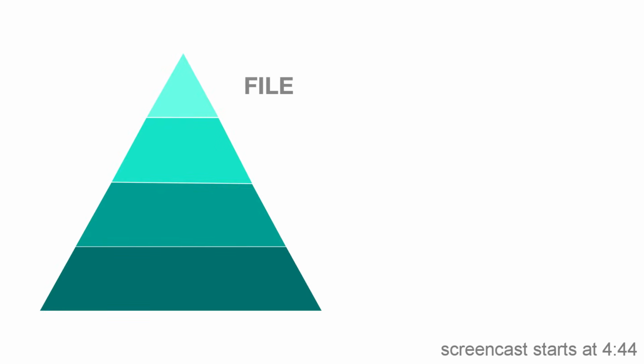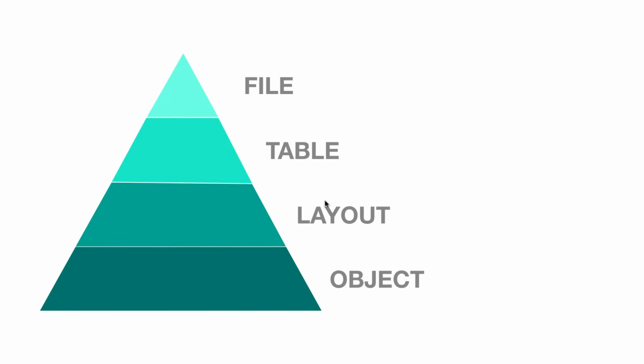Every FileMaker database is made out of 4 elements: the file, the table, the layout, and the objects. These 4 elements work together in a hierarchy structure. One file can have multiple tables, one table can have multiple layouts, one layout can have multiple objects, and a table will always belong to a file, a layout will always belong to a table, and an object will always belong to a layout. Now I'm going to show a little bit more elaborate example.